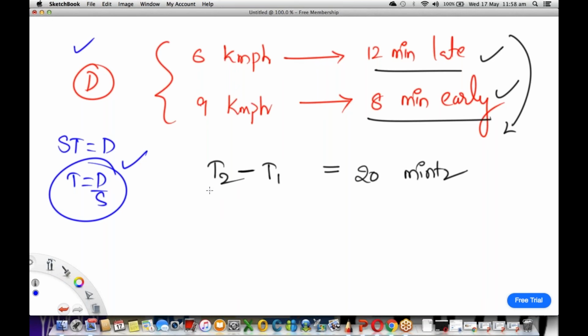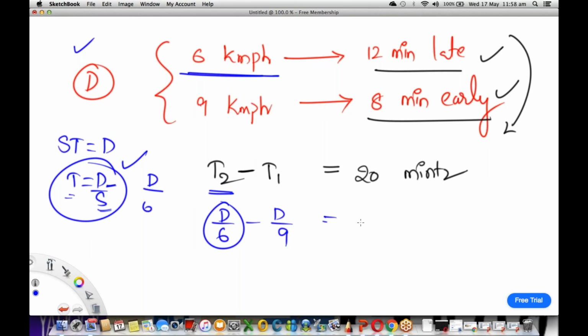So in the first case, T2 will be equal to d by 9. And T1 is nothing but distance by speed, where the speed is 6. Sorry, T2 minus T1 or T1 minus T2, anything is okay. So I am taking this as d by 6 minus d by 9. Why am I taking d by 6? Because time will be equal to distance by speed. Distance is as it is and speed is 6 kilometers per hour from the first statement. That's why I am taking d by 6. This should be equal to 20 minutes.